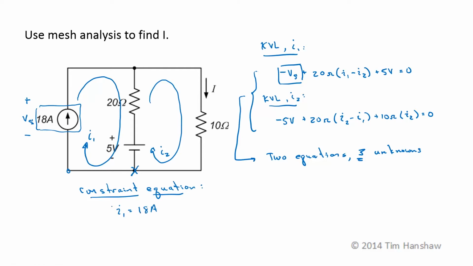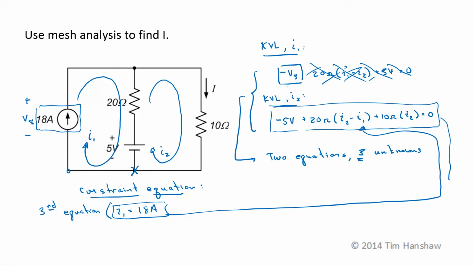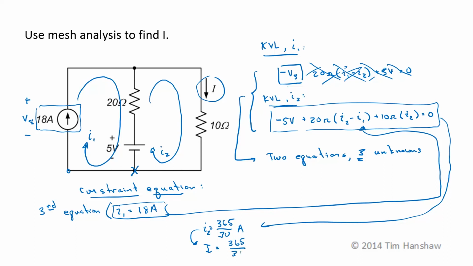Now I've got three equations and three unknowns. I can take this equation, plug it in here. I don't really even need this equation anymore because this now becomes one equation and one unknown. If I solve that, I'm going to get I2 is equal to 365 over 30 amps. I2 is now the same as the current that I want, I, so I is equal to 365 over 30 amps. And I keep getting the same answer, which is very comforting.